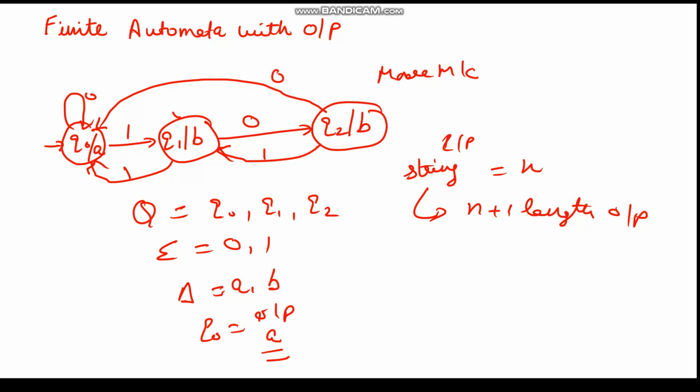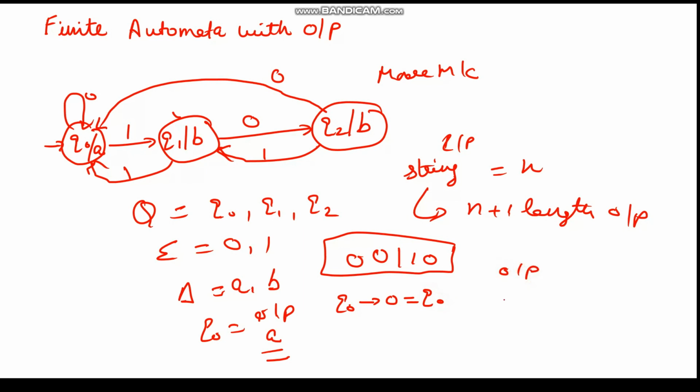So in this case, if we draw a certain diagram for this given transition diagram, we can check. Suppose I am passing the string 0 0 1 1 0. So this is my input string. When I start with the initial state Q0 and pass 0 over here, where can I reach? From Q0 with 0, I can go to Q0 only, and in this case the output will be A.